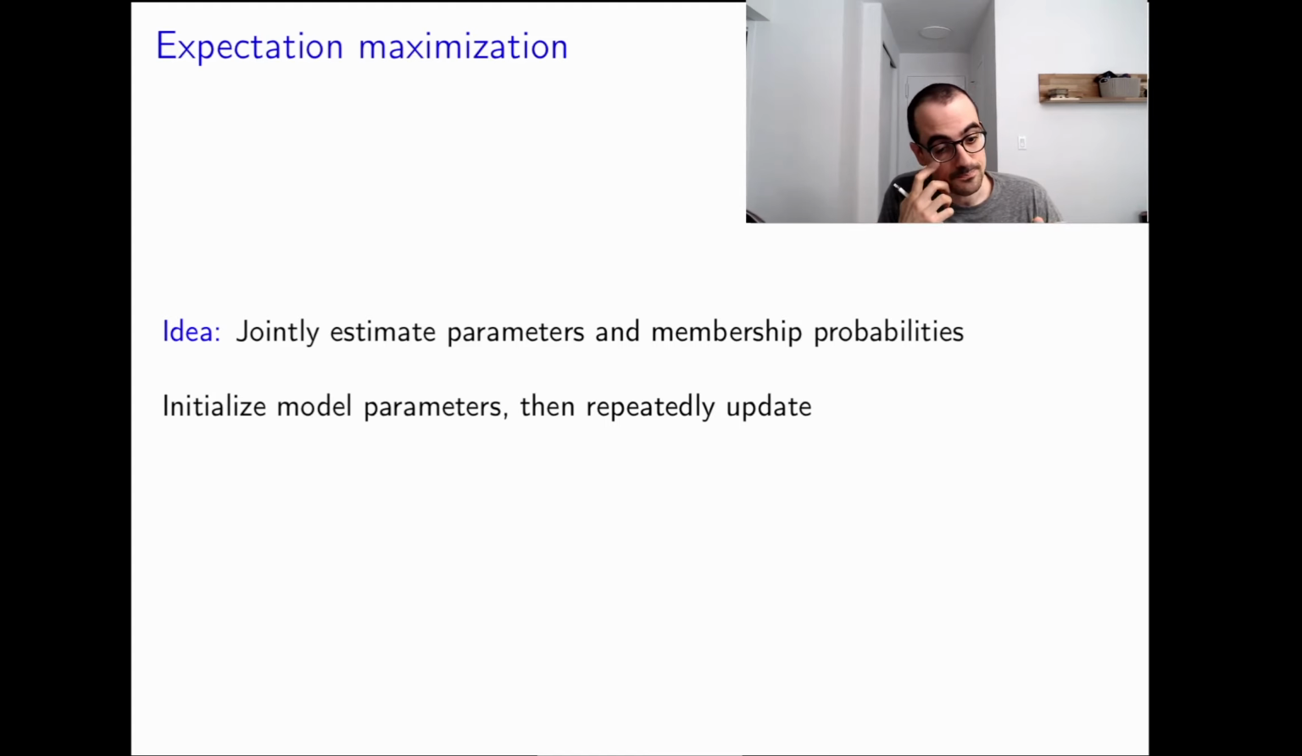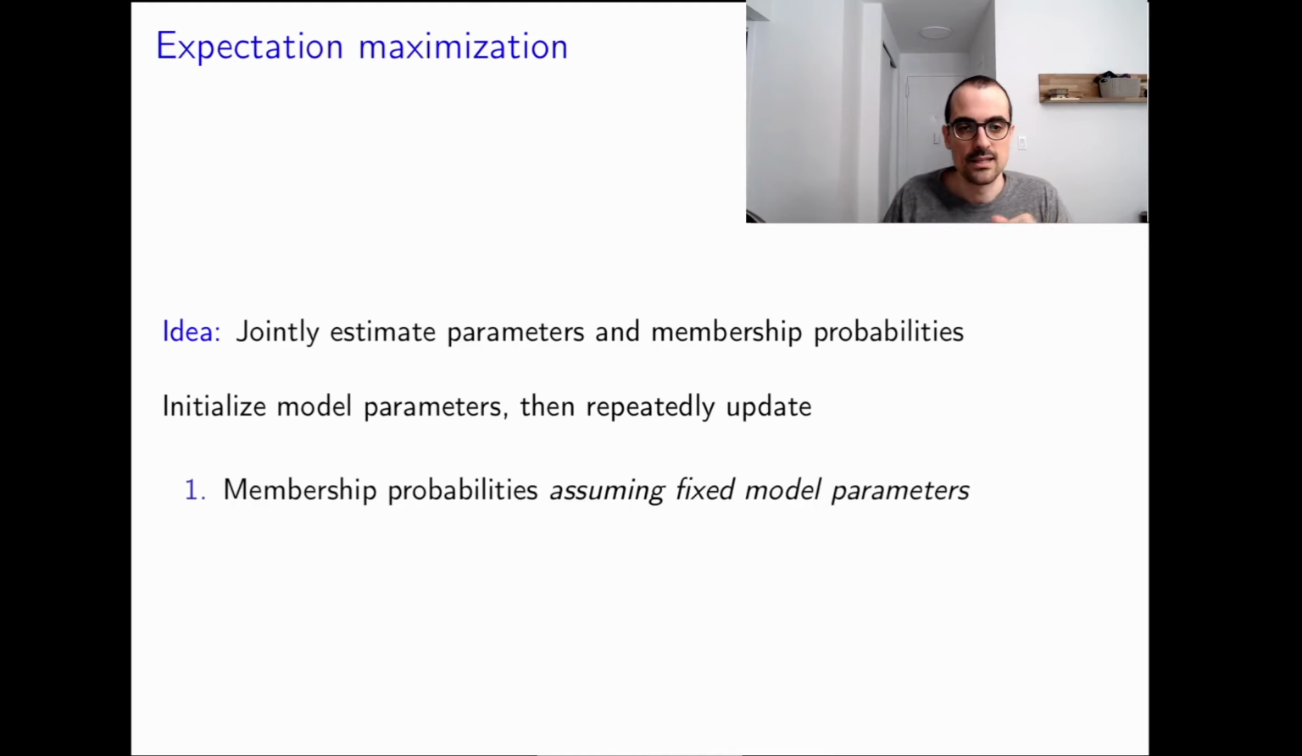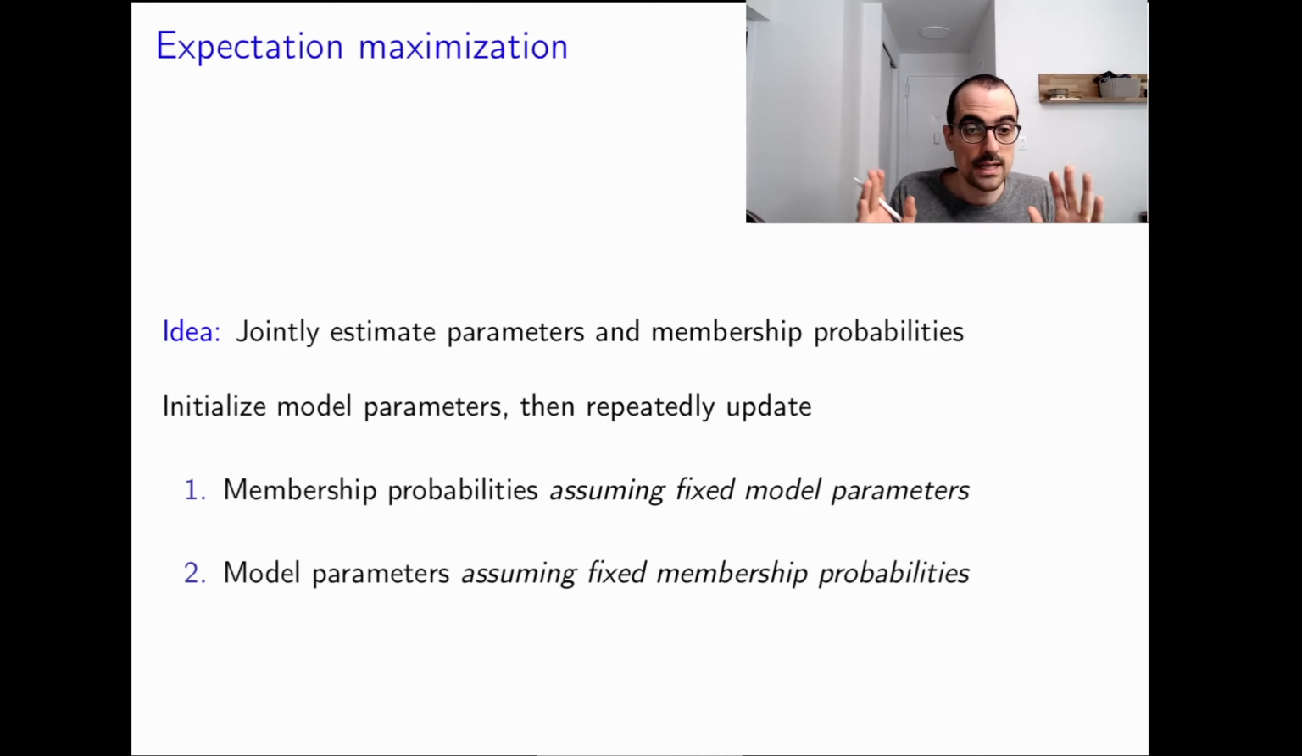This is a heuristic, but as we will see, the heuristic makes a lot of sense, and you can actually prove that in each update, the log likelihood is always increasing, or at least does not decrease. So at least there's that. That's actually a little bit complicated to prove, so we are not going to prove it here. But you can actually prove that. Anyways, let's get to it. First, we're going to see what the update is for the membership probabilities, assuming fixed model parameters. And then we're going to look at the update for the model parameters, assuming fixed membership probabilities.